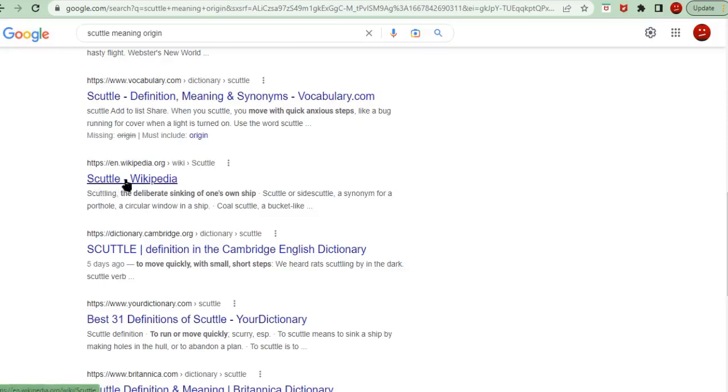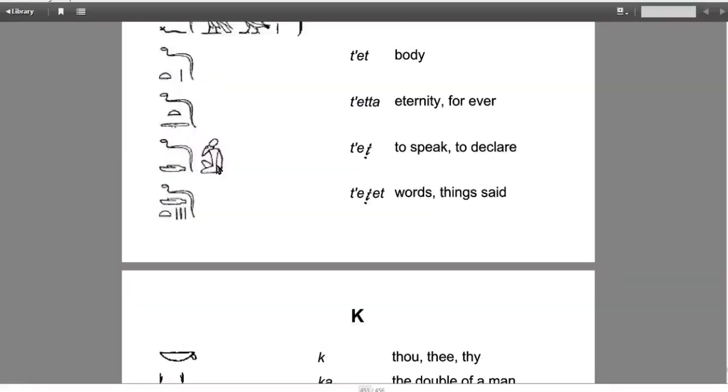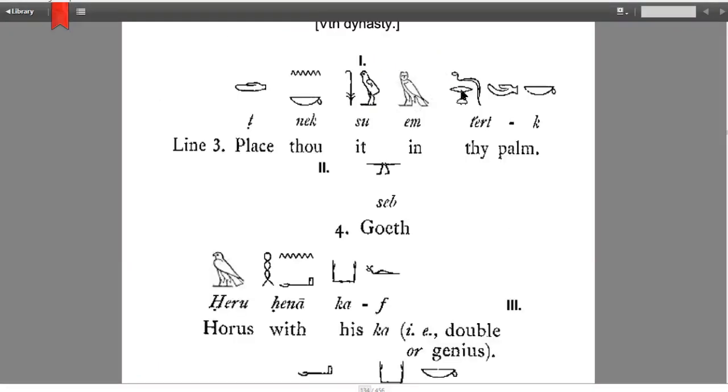That's where your scuttlebutt, the butt to vat, and the watt's all the same. Or the deliberate sinking of one's own ship, you know. Loose lips sink ships. The scuttle. Let us scuttle to speak, to declare. So this is LRD, you know, LRD or LRT, Lord. Oh, Lordy, Lord. You know, Lord.